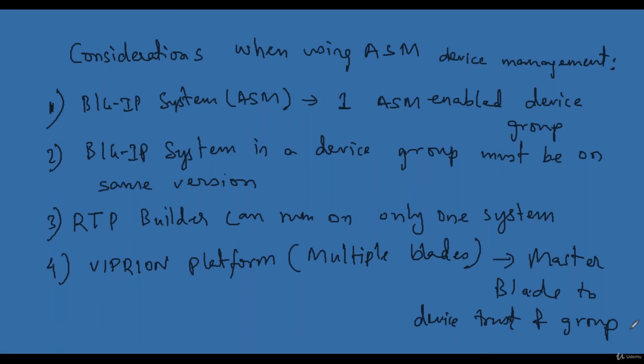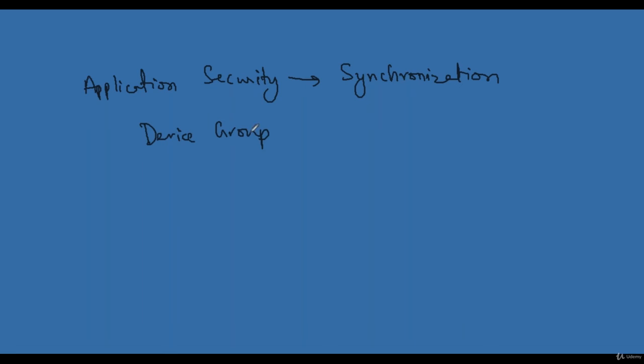So now the question arises: how do you enable ASM synchronization on the group? In order to do that, you have to move to Application Security, and from here you need to click on Synchronization. This is where you select the device group among which you want the synchronization to be enabled.